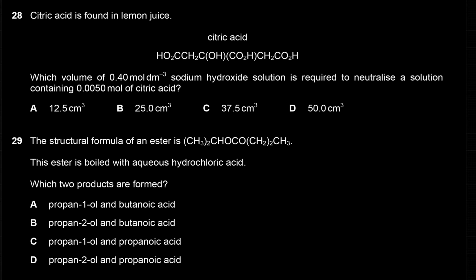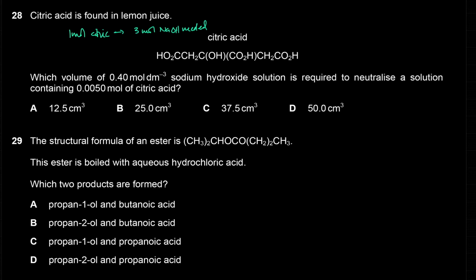Citric acid is found in lemon juice. Which volume of 0.4 mol per dm cube sodium hydroxide solution is required to neutralize a solution containing 0.005 moles of citric acid? So the first question is, they've given us the moles of citric acid. If I have 1 mole of citric acid, how many moles of NaOH would I need? I would need 3 moles of NaOH for neutralization.